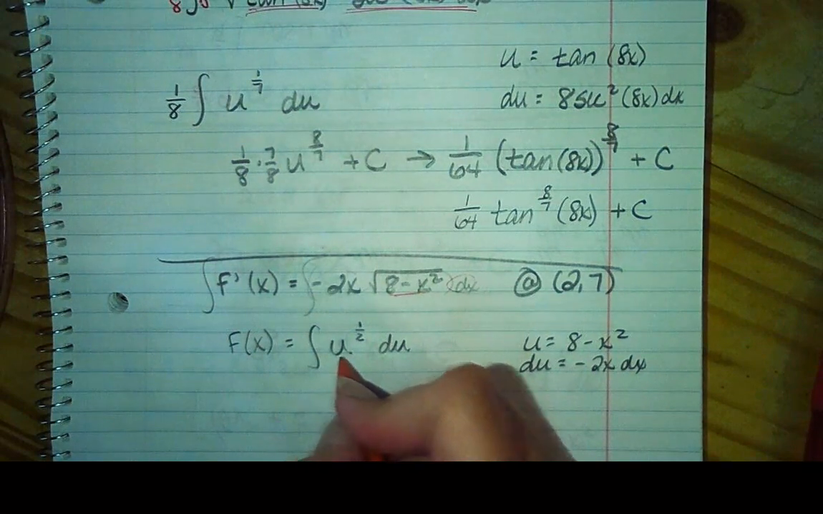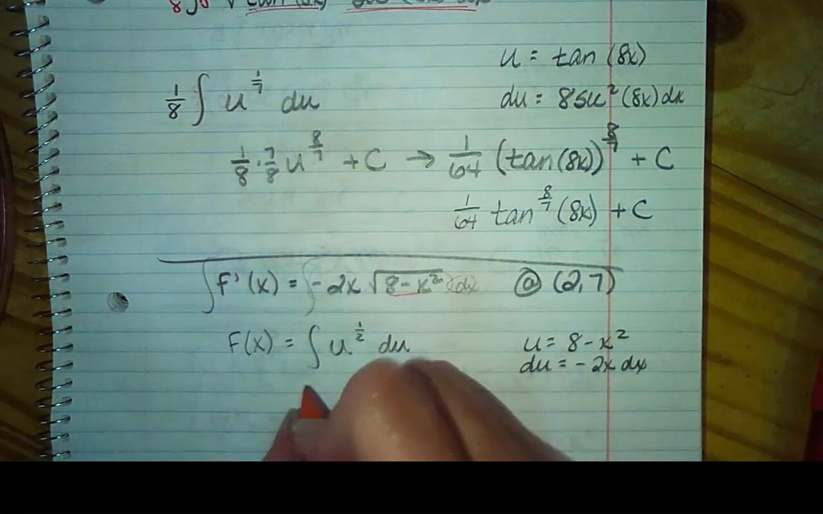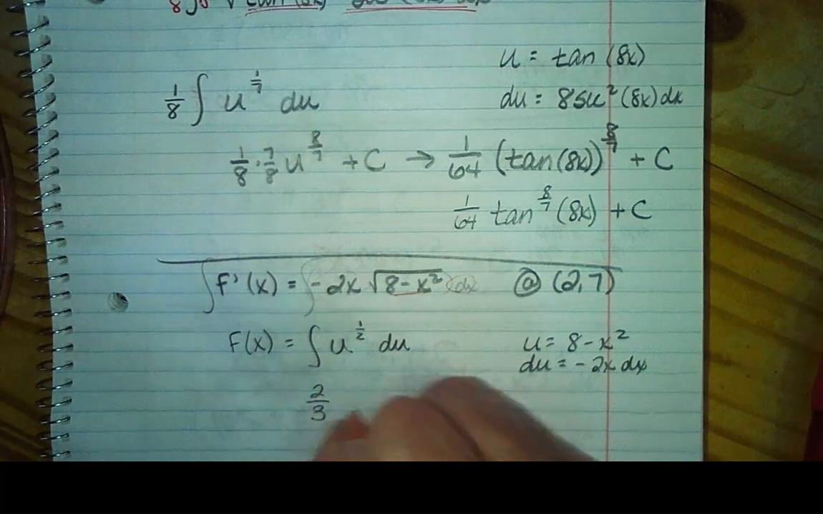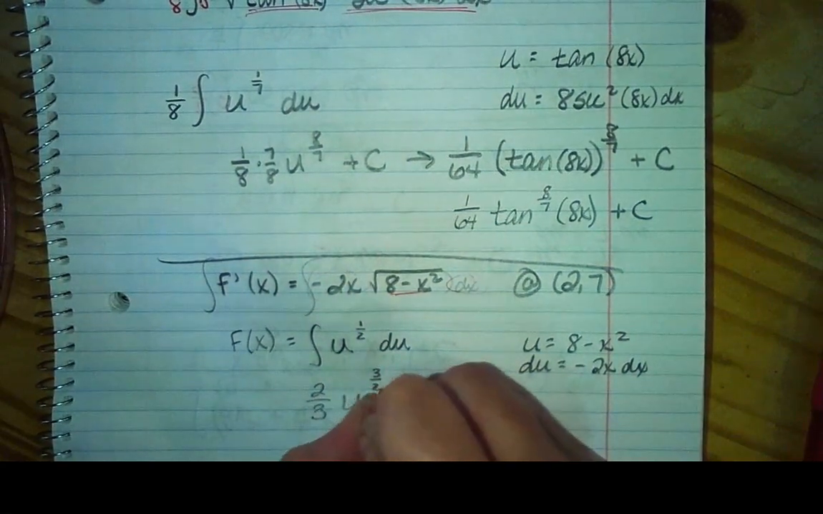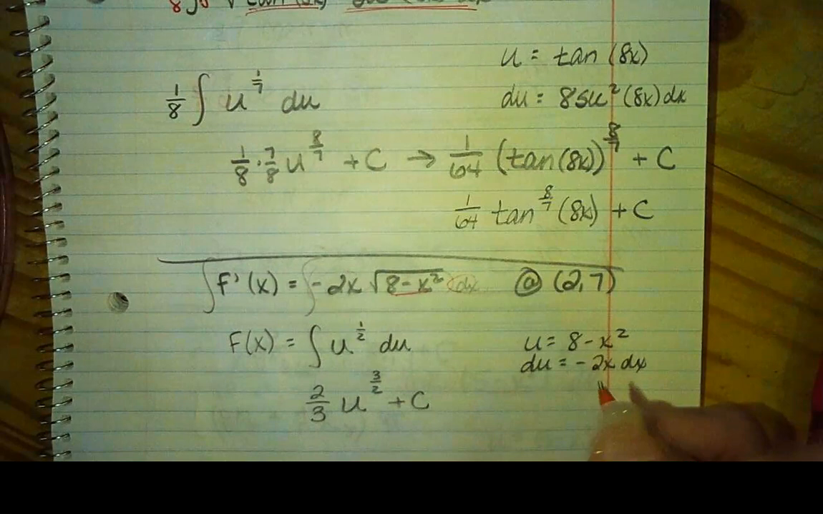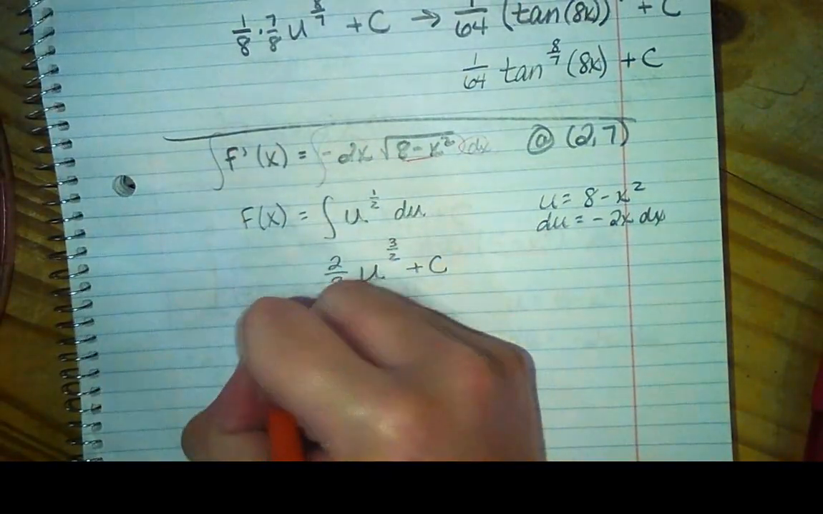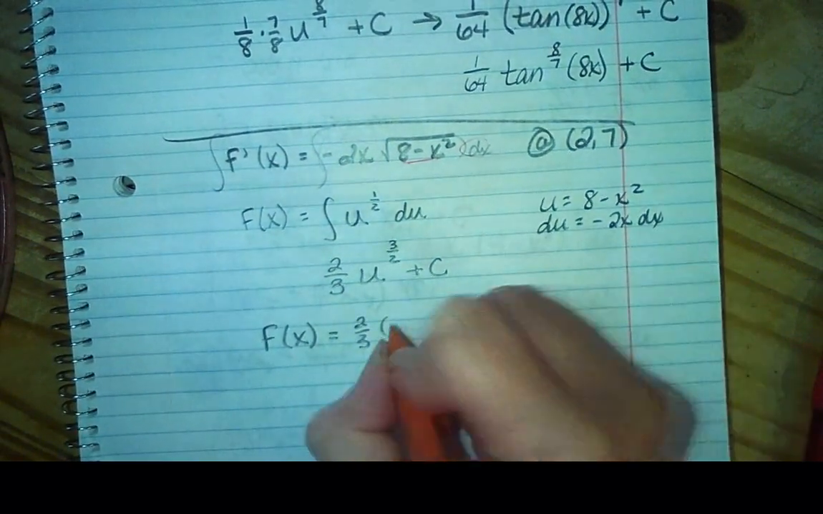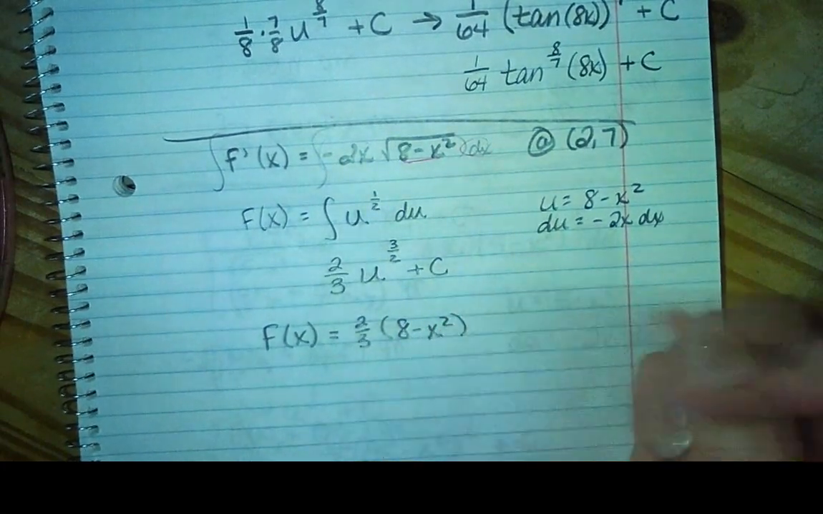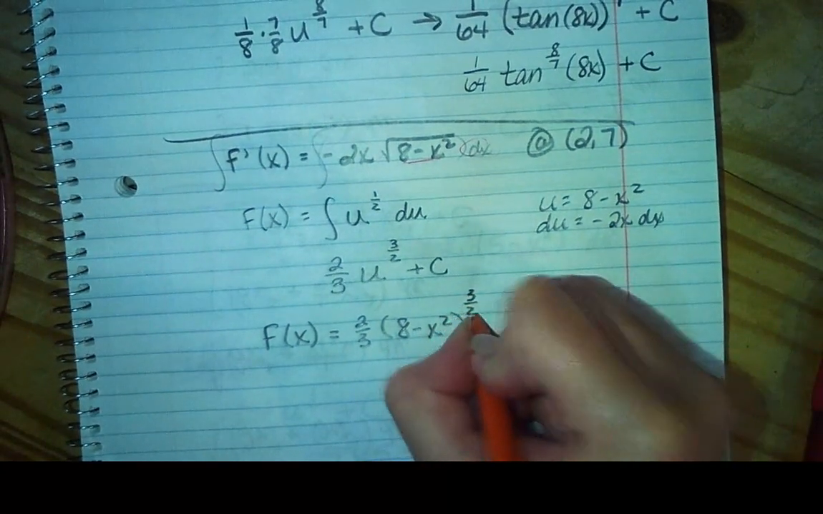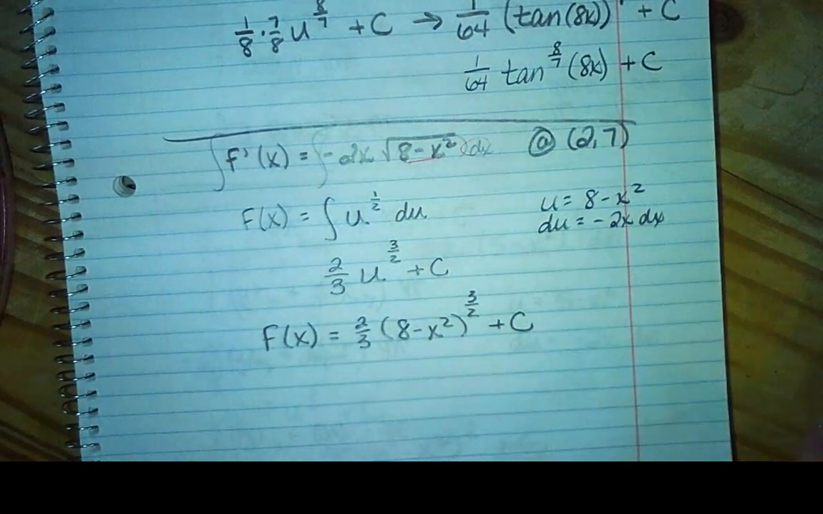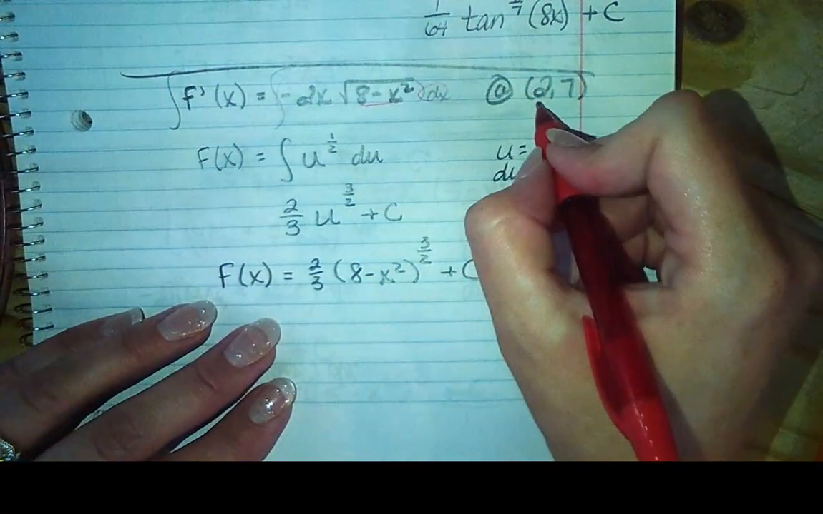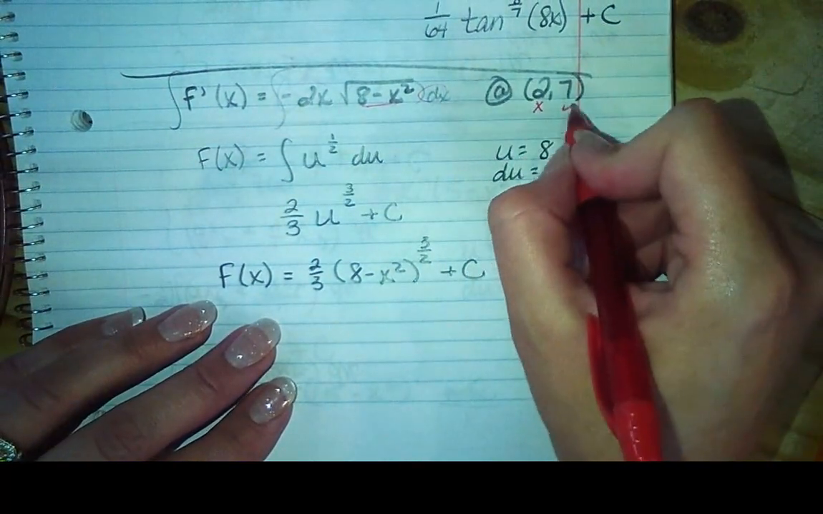So the integral is going to be u to the 3/2 times 2/3. So 2/3 u to the 3/2 plus c. But I'm in terms of x, so fix it. So I end up with f of x equals 2/3 times 8 minus x squared to the 3/2 plus c. So now I can resolve my plus c. Okay, I know that if I shove in an x, I'm going to get a y.